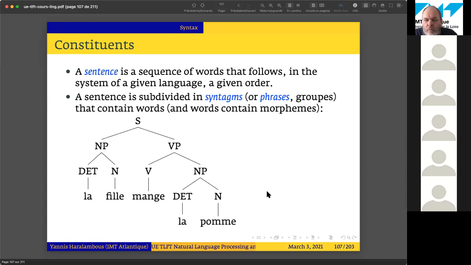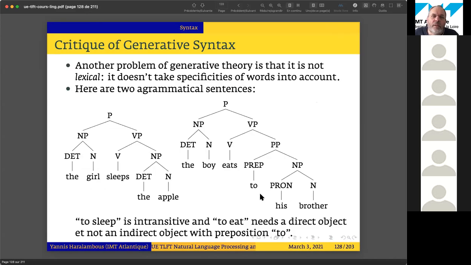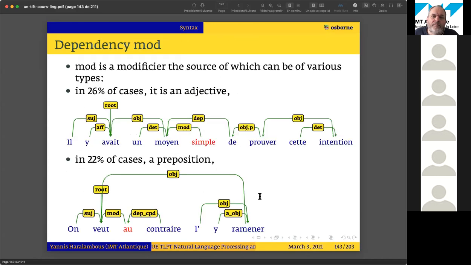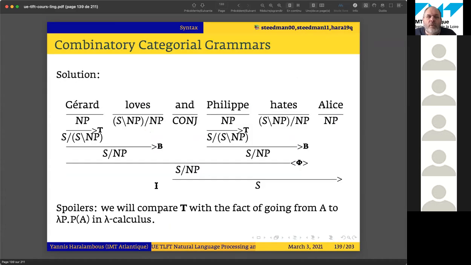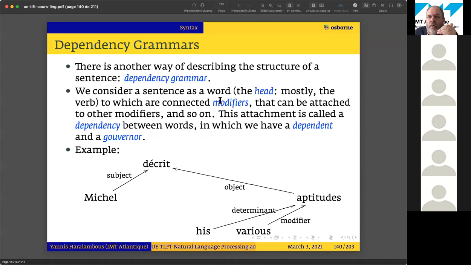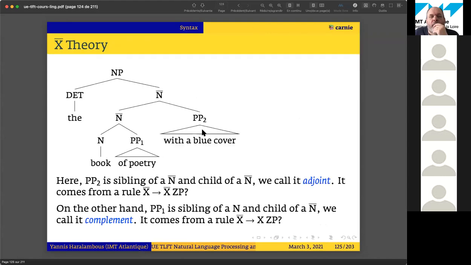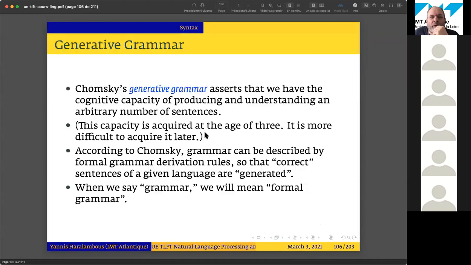Now, we have dealt with two approaches to syntax. The one is by constituents, and the other one, much further, is by dependencies. We have seen also a third one, combinatorial categorial grammars. I doubt you will use this one. You can just keep somewhere in your mind the fact that they exist, but they are much more seldom used. What is used very frequently are dependency grammars and also constituents. What is important for you to keep in mind is the difference between the two approaches.